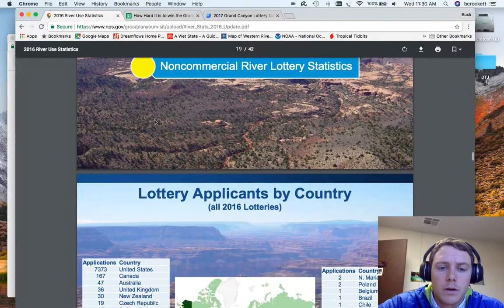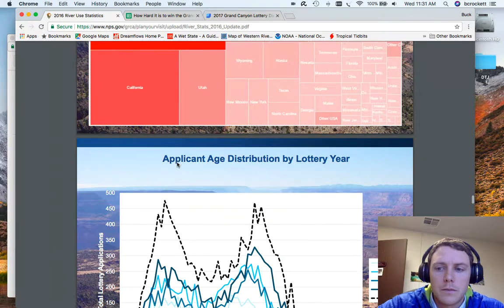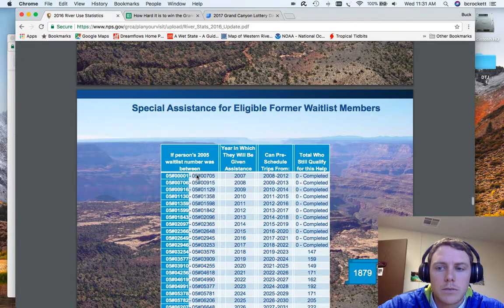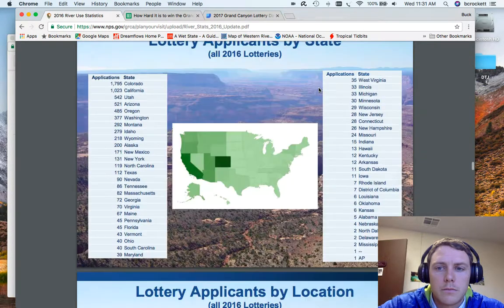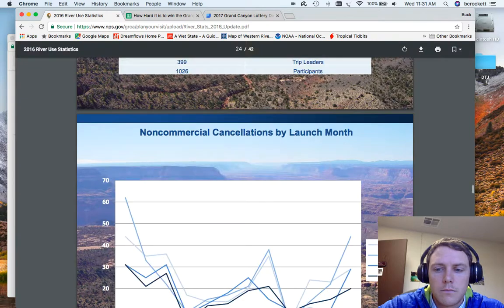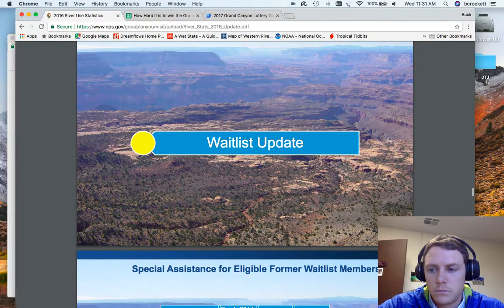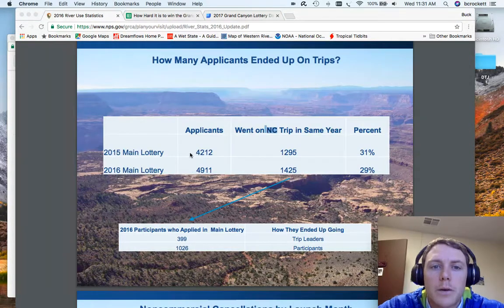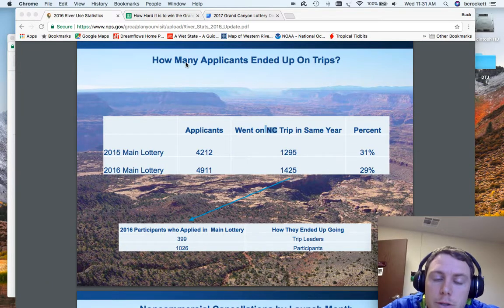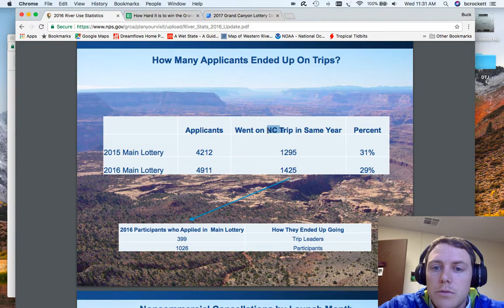One other question for you in regards to your data, since we're on the topic of potentially things being misleading, let me scroll up. Here we go. How many applicants ended up on trips? And then we have, and I assume that this NC means non-commercial trips. This is a very telling graphic, right?